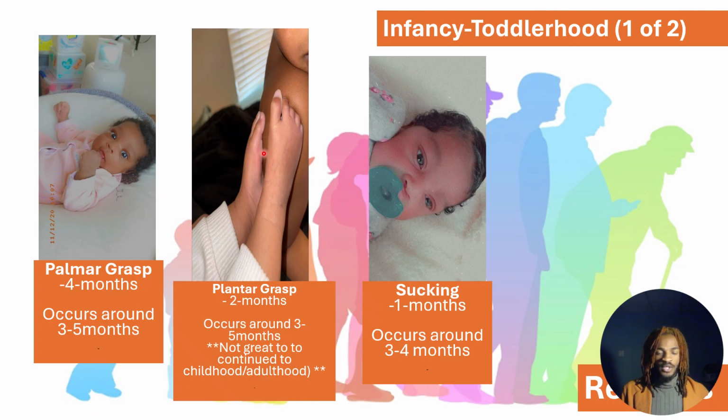This is good for the infant to do, but you don't want them to continue to do this into childhood and adulthood because it can create problems for them to walk. Then the next reflex is the sucking reflex. This occurs at 1 month of age, and you can see that when you put the suckle or bottle in the infant's mouth, they start to suck it. That is important because it lets you know that they have jaw movement happening, and that is essential for survival for the infant. Both the sucking and plantar grasp reflexes occur between 3 to 5 months.